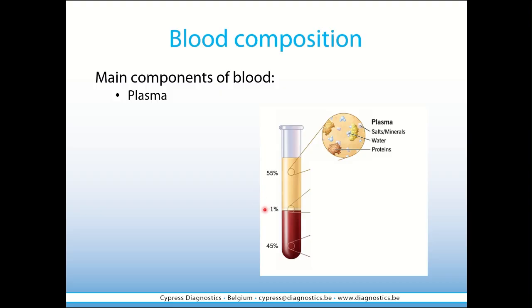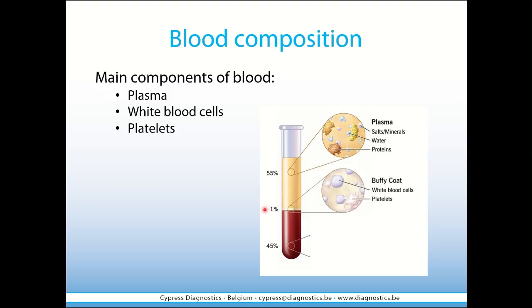The second layer contains the white blood cells and the platelets. It only makes up 1% of a blood sample. And finally, the red-colored layer contains the red blood cells. Each of these cells has a specific function in the blood. Let's have a look.